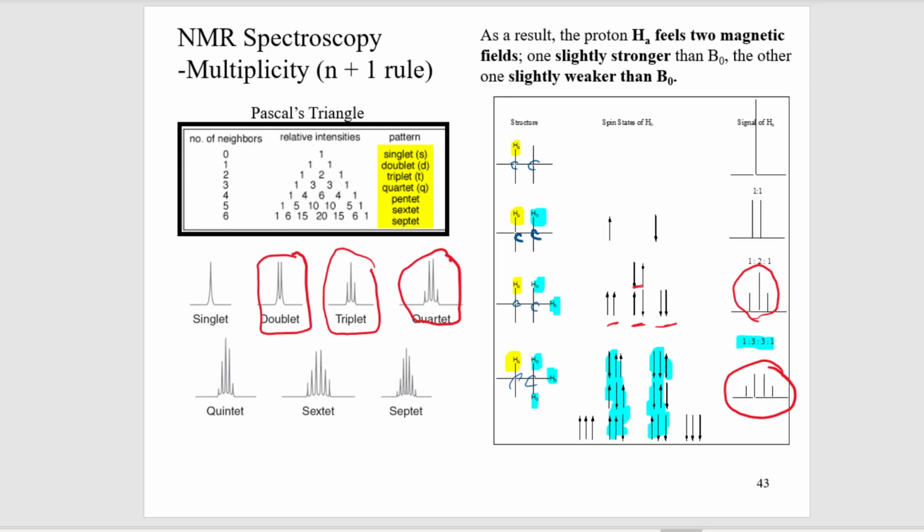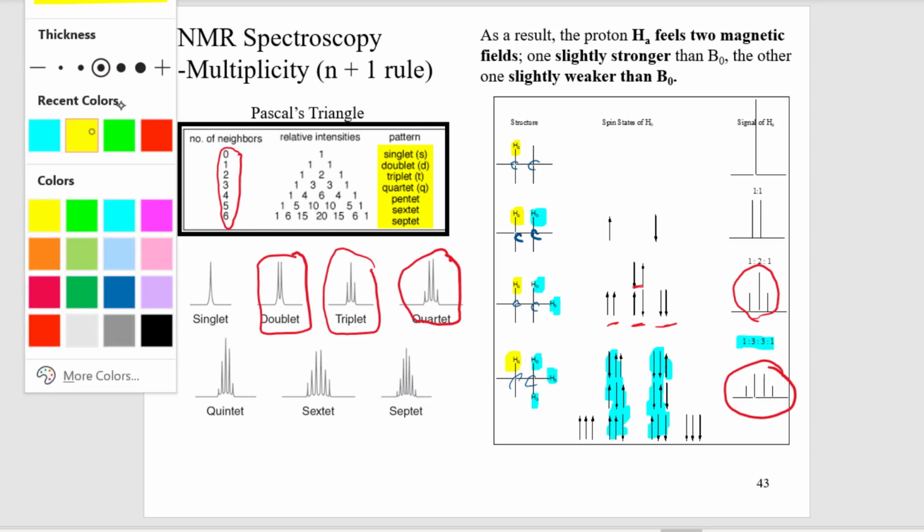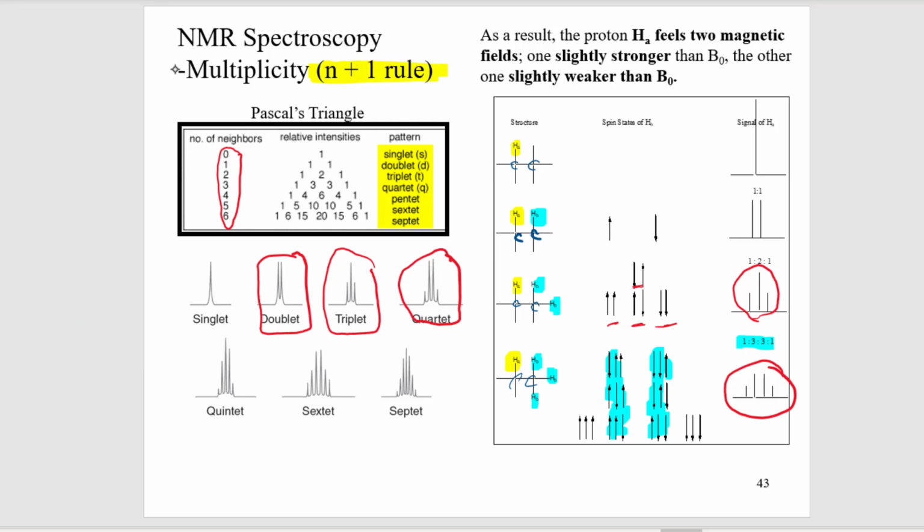These symmetries are because of Pascal's triangle. We see the relative intensities of the signals, and that's all based on the number of neighbors. The pattern we see using Pascal's triangle basically distills down to a very simple rule called the n+1 rule. Think about n meaning neighbors. So let's put this to practice.